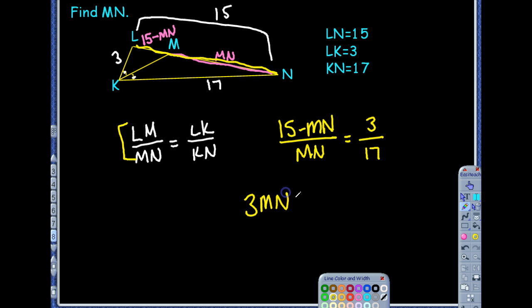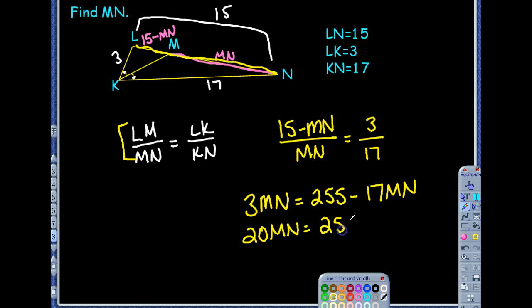So 3MN equals 255 minus 17MN. And then if I add that, it's going to be 20MN equals our 255, and then MN equals 12.75. Now, if you said 12 and 3/4, that's the same thing.